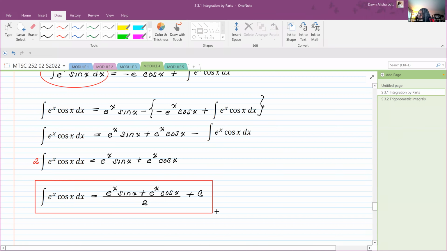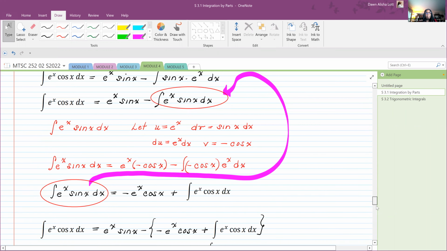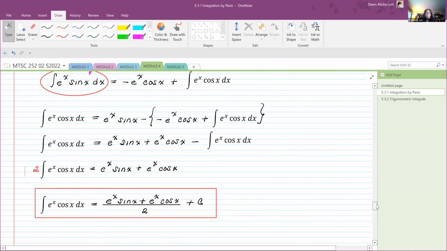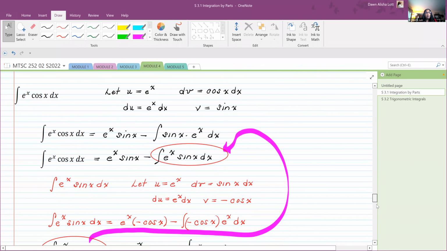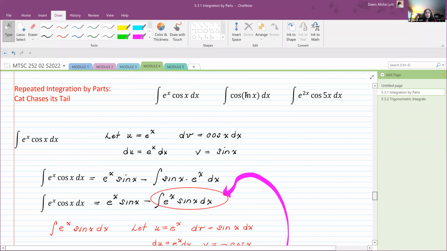Cat chasing its tail. Okay, any questions about that? Okay. All righty, let's try the next one.